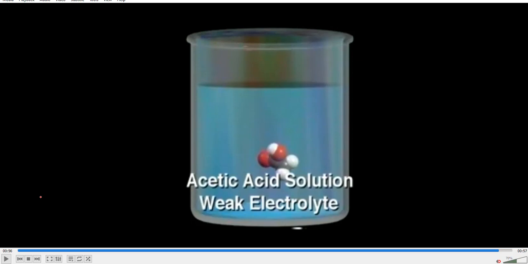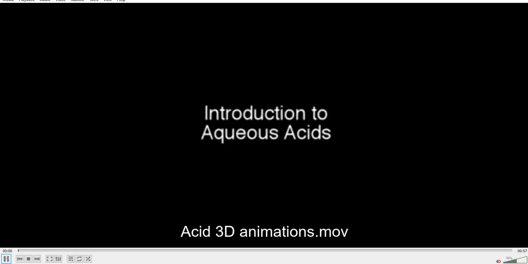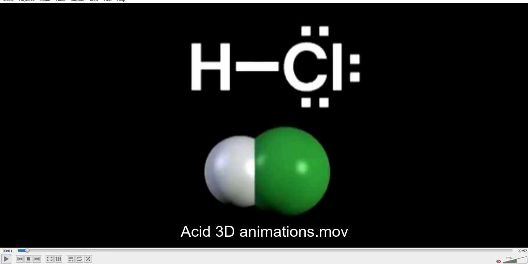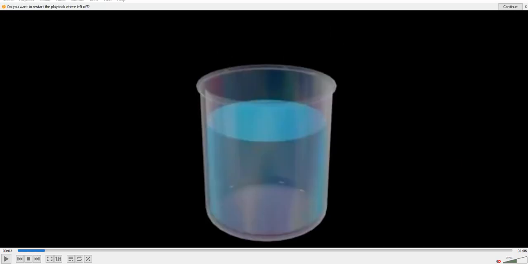And furthermore, a lot of molecules won't even ionize during those brief times. They'll just stay in their neutral form. Other ones will ionize for brief periods of time, and then they'll come back together again. So let's see that again. That was kind of cool. It donates a hydrogen, and then it comes back. So that's strong and weak acids.